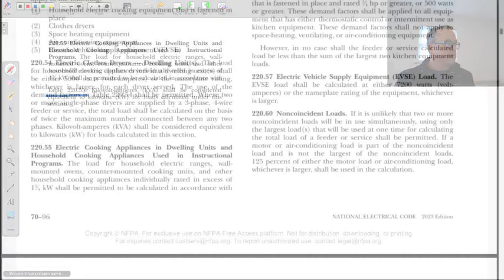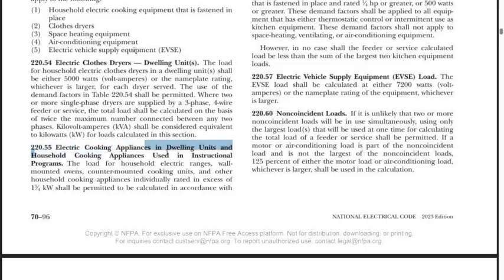So bottom left of this page, 96, we have the electric cooking appliances in dwelling units and household cooking appliances used in instructional programs. Again, this is a law book, so they even cover if you have some kind of cooking course that you're teaching somewhere, that applies to these too. Other than a restaurant, houses can have ovens and cooking appliances, and also a school with instructional programs that teach cooking.